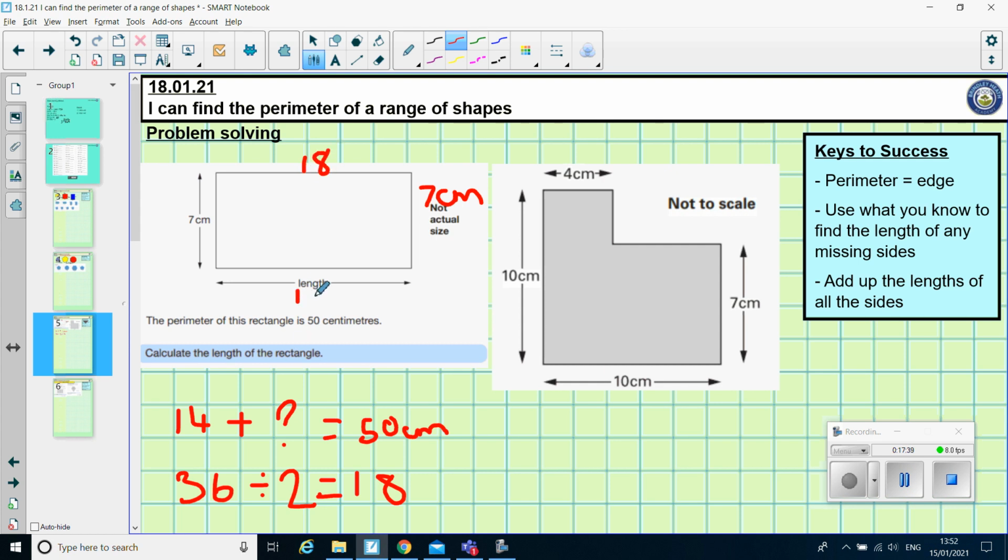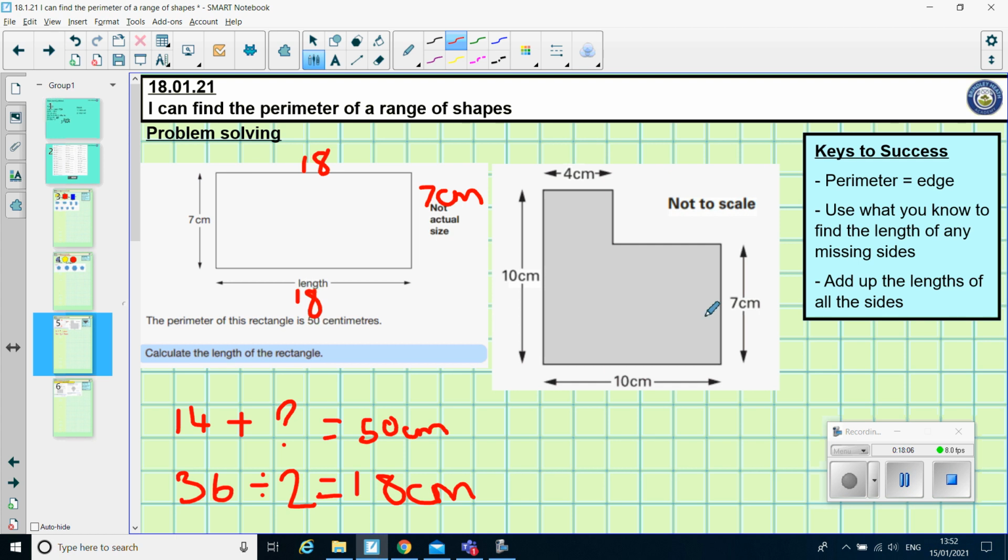Well, let's just check that then. Let's just add it up and make sure that I am right. So 7 add 7 gives me 14. Add my 18 gives me 32. Add another 18 gives me the answer 50. So each length must be 18 centimetres.